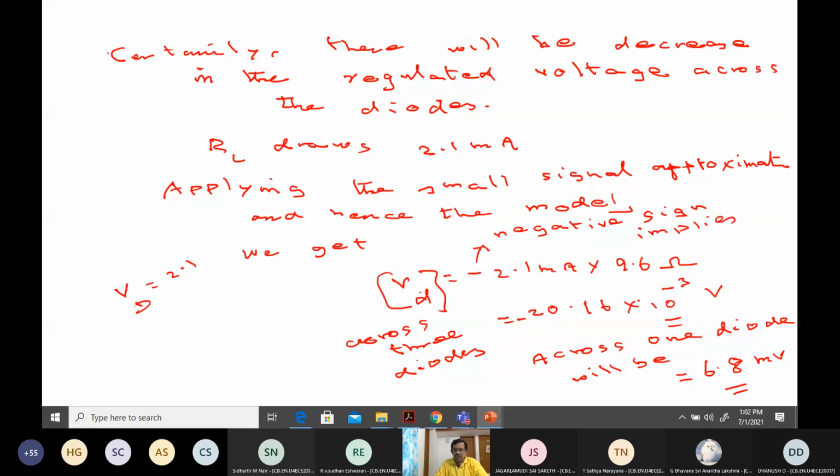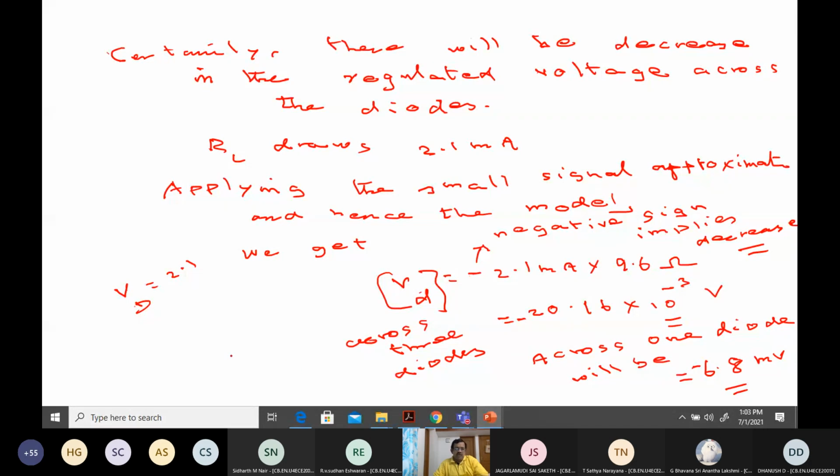The method adopted here: I use the rd value and the current that is being drawn, you multiply, and that much decrease will be there. This is a very nice way of doing a problem. Try to understand this. Negative sign implies decrease. So 6 millivolt. Now, the question is, is this small signal model exact? Or is it appropriate?